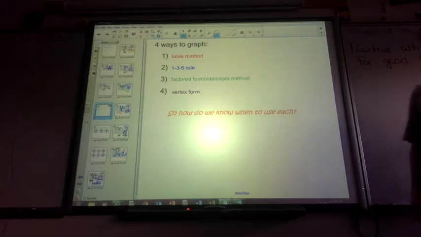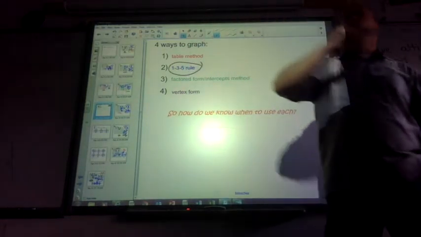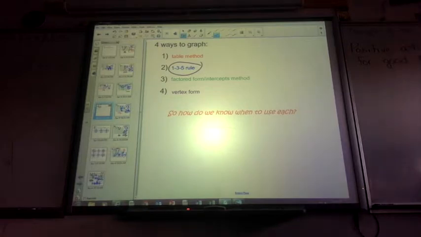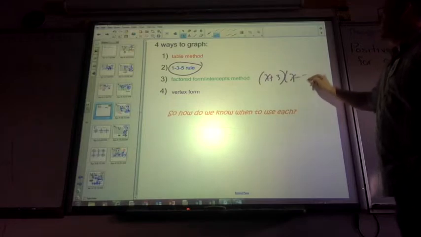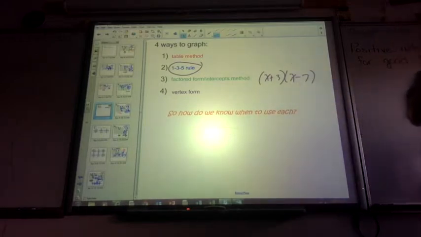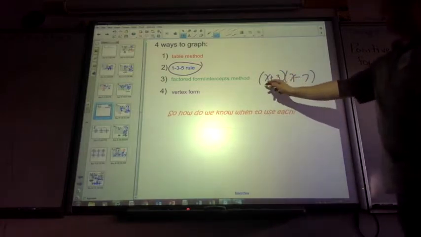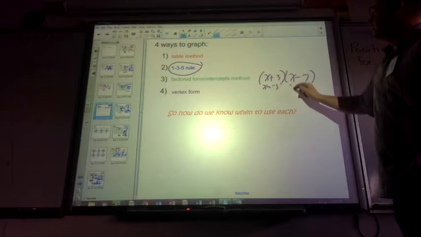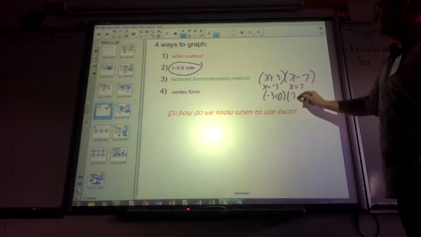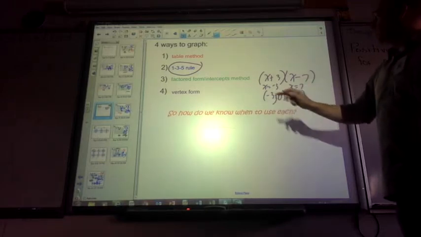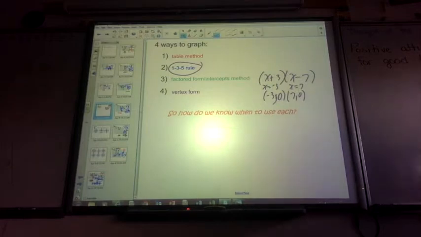Okay, the 1, 3, 5 rule I absolutely love. Obviously, this is influenced by our a value, but this pattern graph helps so much as long as you have the vertex. When it's factored like that, that kind of presents to you where it's going to be crossing the x-axis. So it would cross the x-axis at -3, and it would cross the x-axis at 7. So it would create (-3, 0) and (7, 0). And halfway in between those would be where the vertex and the axis of symmetry live.